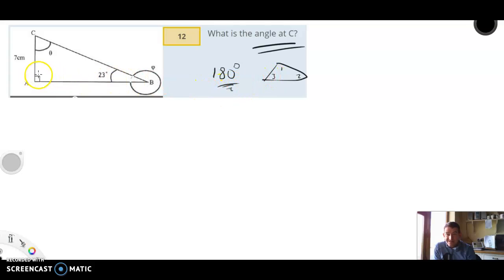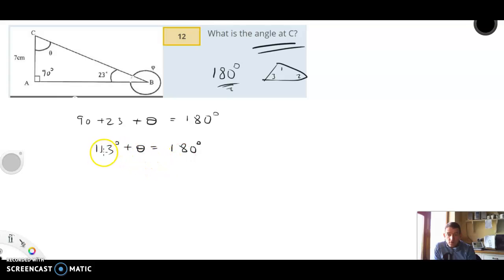So in this triangle, see that there, that's the symbol for a right angle, and that's 90 degrees. So it's 90 and 23, and this angle marked theta. So 90 plus 23 plus the angle marked theta, or at C, must equal 180 degrees. So 90 and 23 is 113 degrees plus theta must equal 180 degrees.